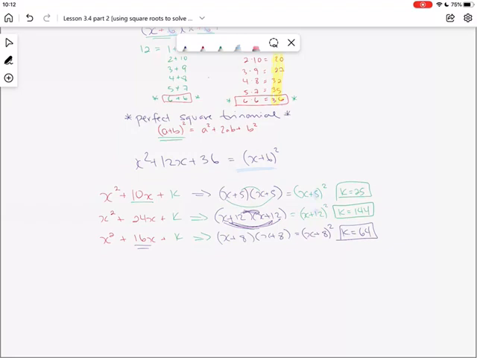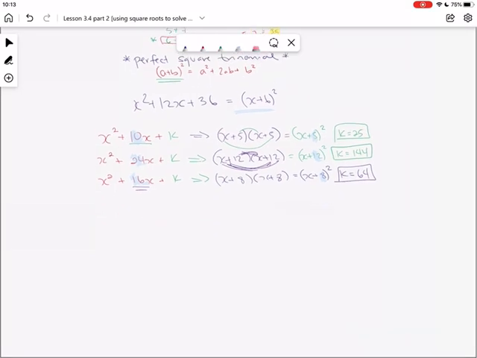If you take a look at my factored form, where I have this 5, 12, and 8, all those numbers are exactly half of 10, 24, and 16. And then the k value is just coming from those numbers being multiplied by themselves, being squared.